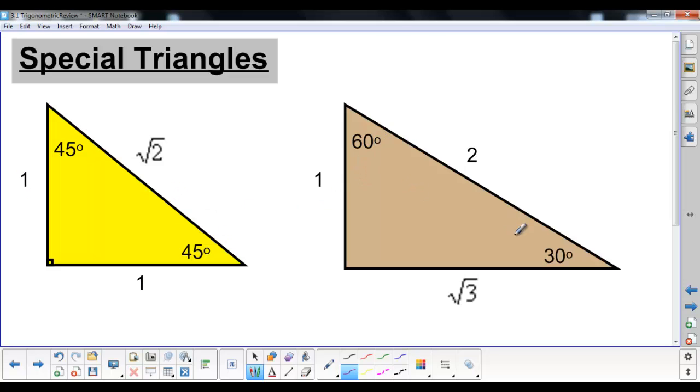In the 60, 30, 90 triangle, opposite of the 30, so opposite of the smallest angle is the smallest side. So that might be helpful to remember. So opposite of the 30 is a side that is 1 unit in length. Opposite of the 60 is root 3. And then opposite of our right angle is a side length of 2. Okay, so those you need to have memorized.